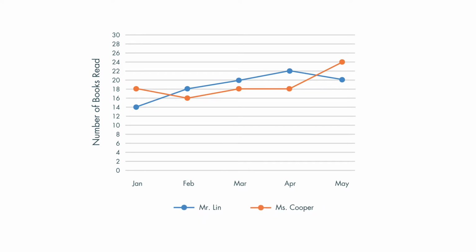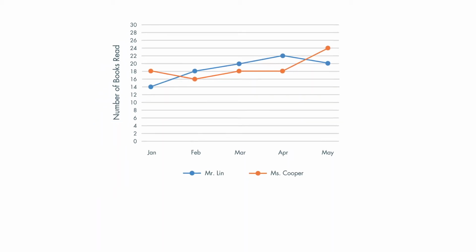This is called the legend. It gives information on what the lines represent. The x-axis tells us the time period. Our data is for January through May. The y-axis represents the quantity of books read. Our graph shows the values from 0 to 30.